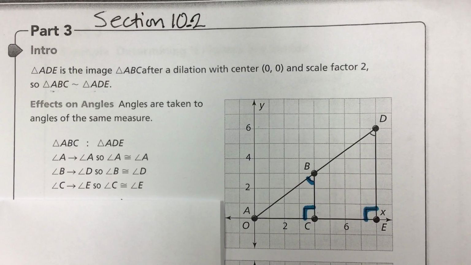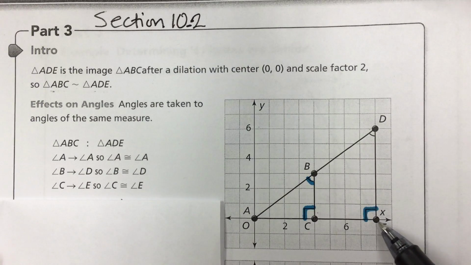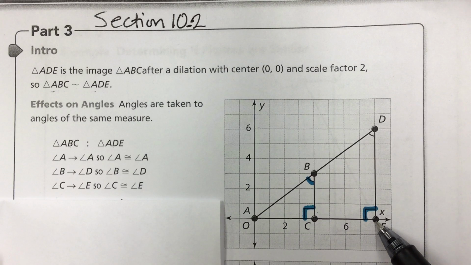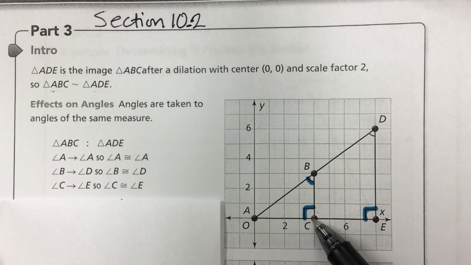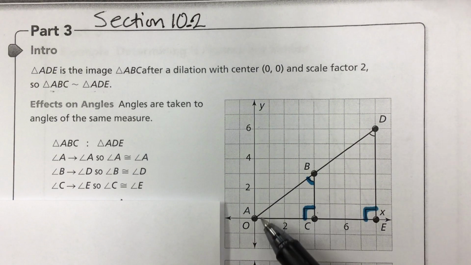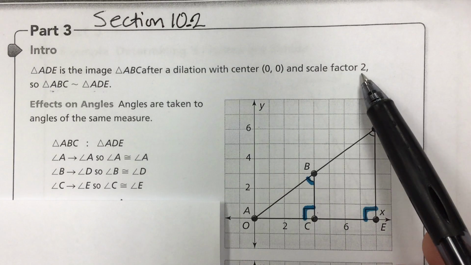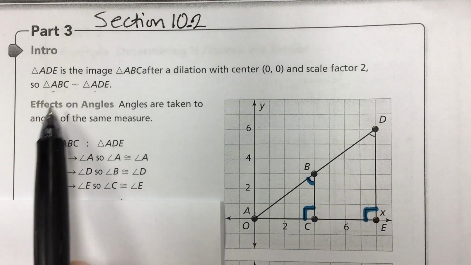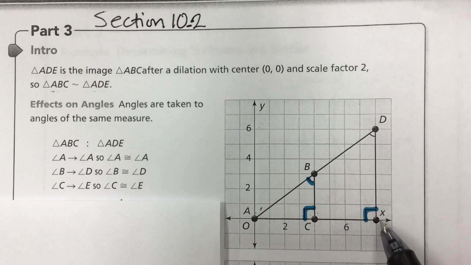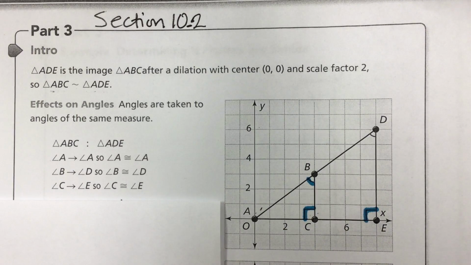Section 10-2, Part 3. Triangle ADE, the large triangle, is the image of triangle ABC, the small triangle, after a dilation with center (0, 0) and a scale factor of 2. So, triangle ABC is similar to triangle ADE. Similar triangles have the same shape, but a different size. Effects on angles. Angles are taken to angles of the same measure.